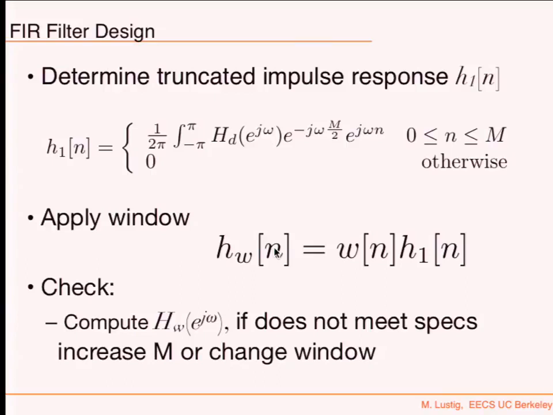I'm going to compute back the frequency response, and if it doesn't meet the specs, I need to do something about this. I can either make the order of the filter longer, or I can change the window. Worst case, you can change the window, but really you can just make it longer or change the window. There's not much room really to play here. Not that many degrees of freedom. Okay? And then you're done, basically.